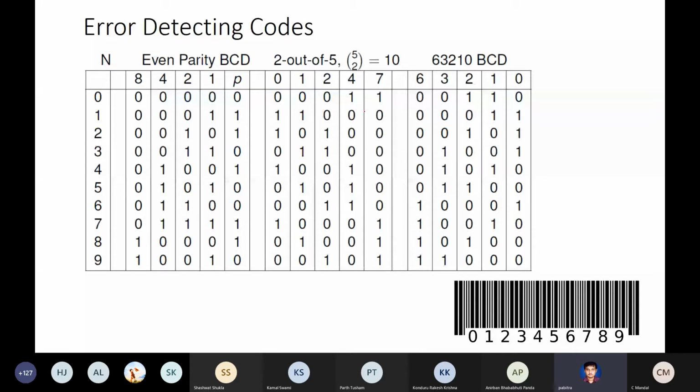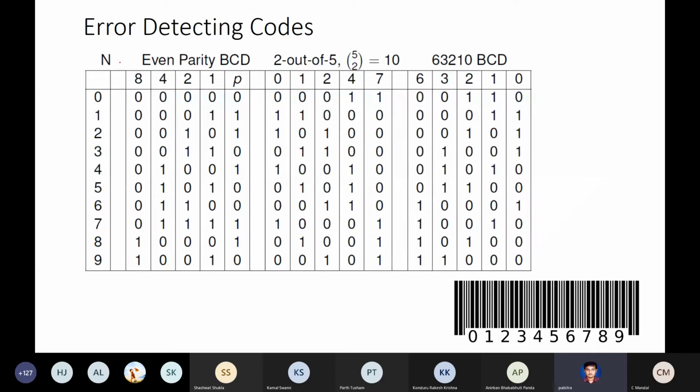You can place your 1s in only 2 positions out of these 5 positions. So 5 choose 2 is 10. So you can have 10 different code words, and each of these code words is mapped to one of the decimal digits 0 to 9. So this is a 2 of 5 code. How do you check error in this code? The moment any of the bits get flipped, it is no longer 2 of 5. There will be either fewer 1s or more 1s, so this is no longer a 2 out of 5 code.